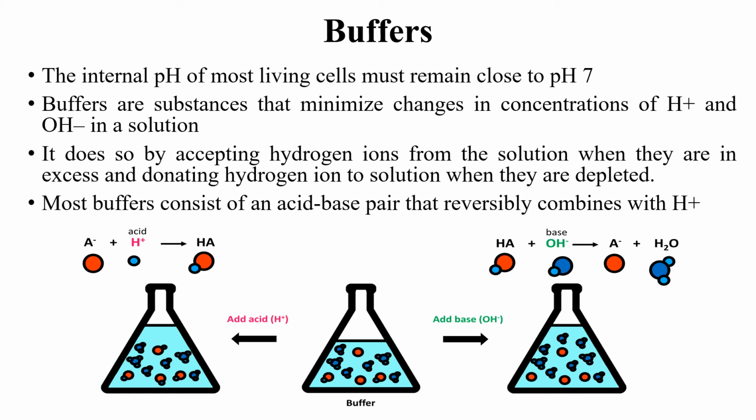Buffers. The internal pH of most living cells must remain close to pH 7. Buffers are substances that minimize changes in the concentration of H plus and OH minus ions in a solution. They do so by accepting hydrogen ions from solution when they are in excess and donating hydrogen ions to solution when they are depleted. Most buffers consist of an acid-base pair that reversibly combines with H plus ions.